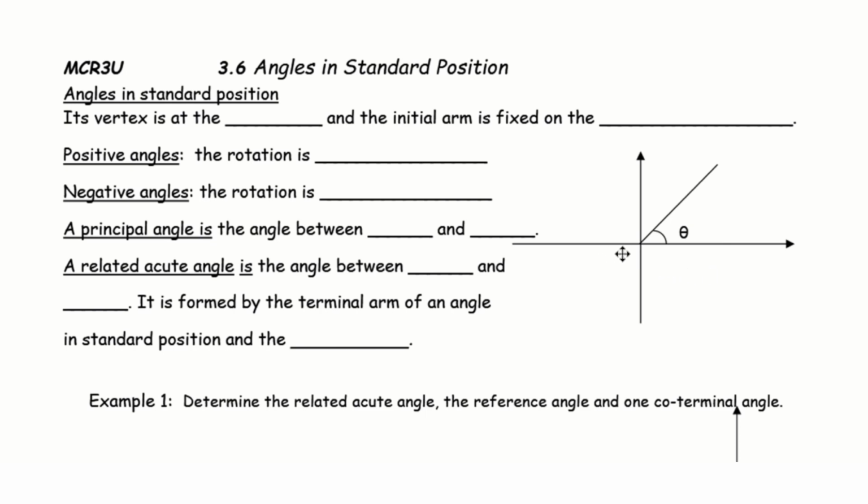The definition for angles in standard position is that the vertex of the angle is always at the origin (0, 0), and the initial arm is always on the positive x-axis. So this is the (0, 0) point, and the initial arm is on the positive x-axis.